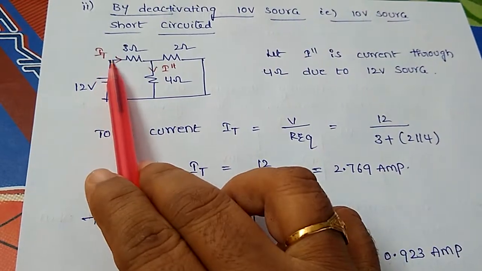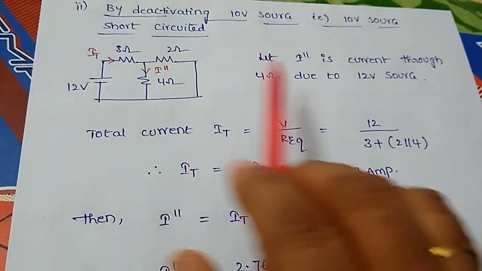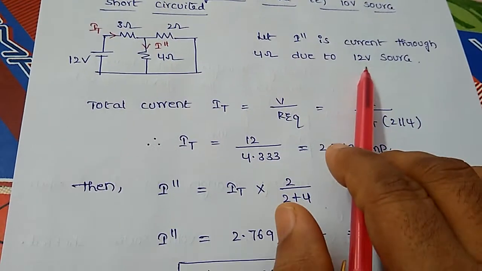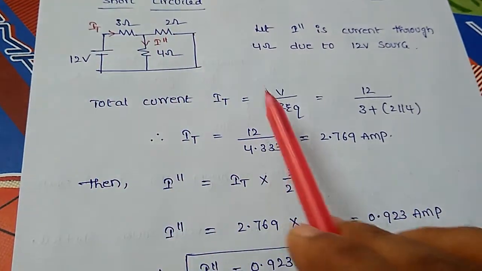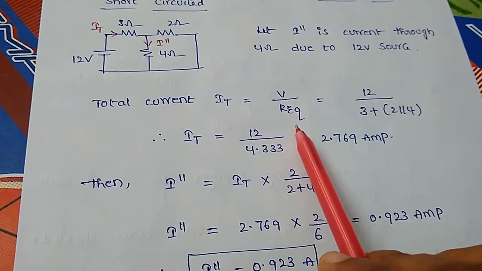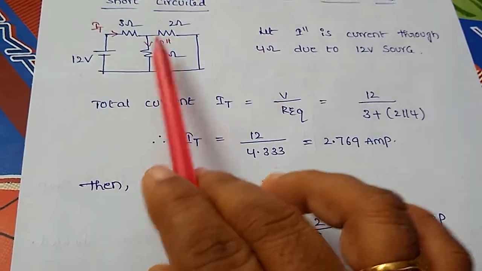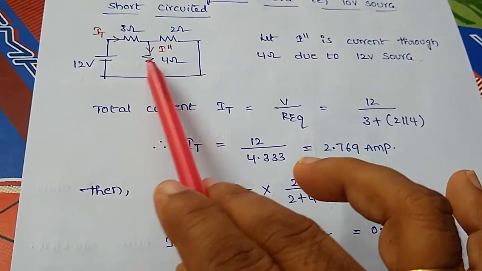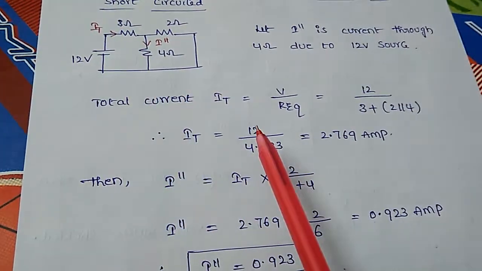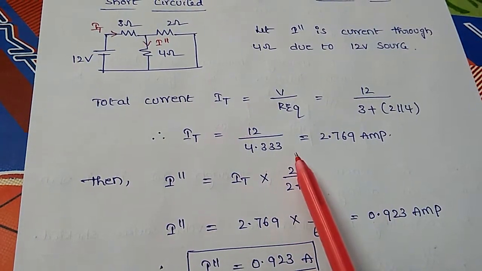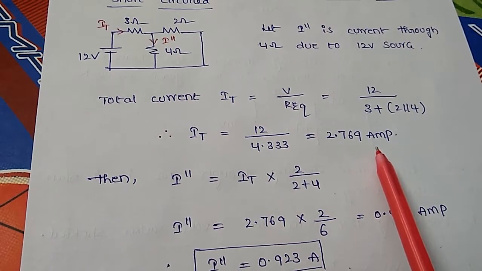Again, I double dash is the current flowing through 4 ohms due to 12 volts. Then I need to calculate IT, the total current. Similar to the previous case, it is V by R equivalent. Here 2 and 4 are in parallel, and it is in series with 3 ohms. So 12 by 4.33 is 2.769 amperes.